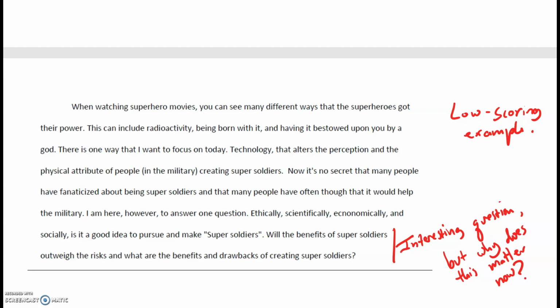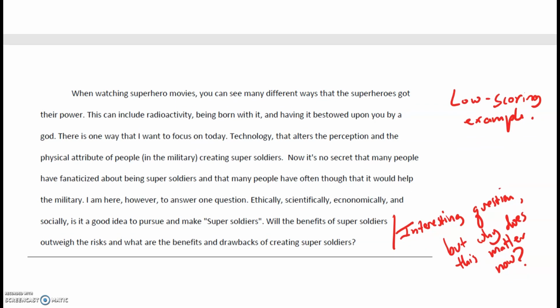So let's see what the writer does next. He says, now it's no secret that many people have fantasized about being super soldiers, and that many people have often thought that it would help the military. I am here, however, to answer one question, ethically, scientifically, economically, and socially.